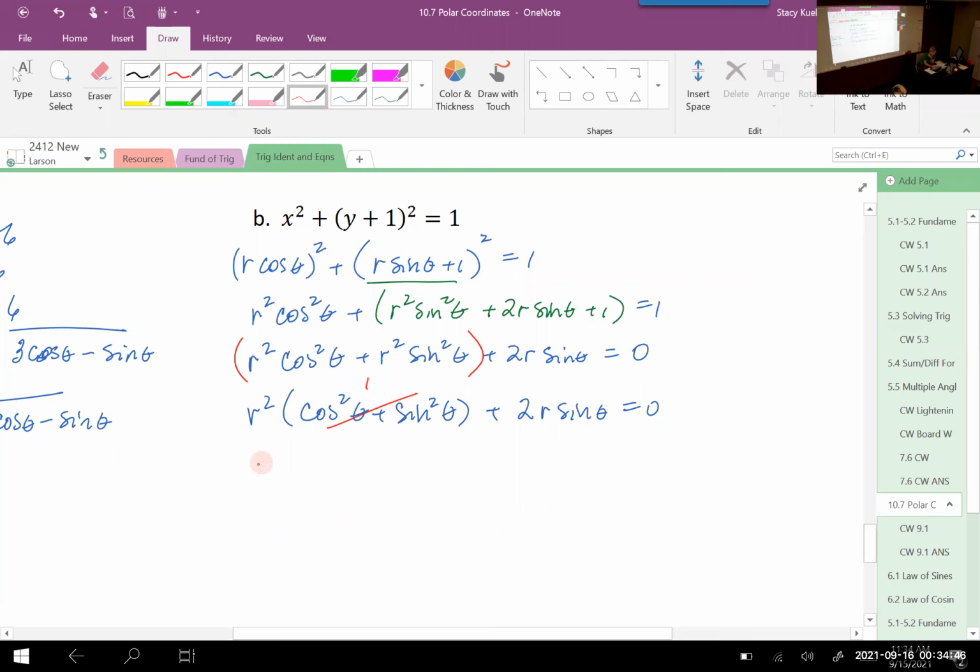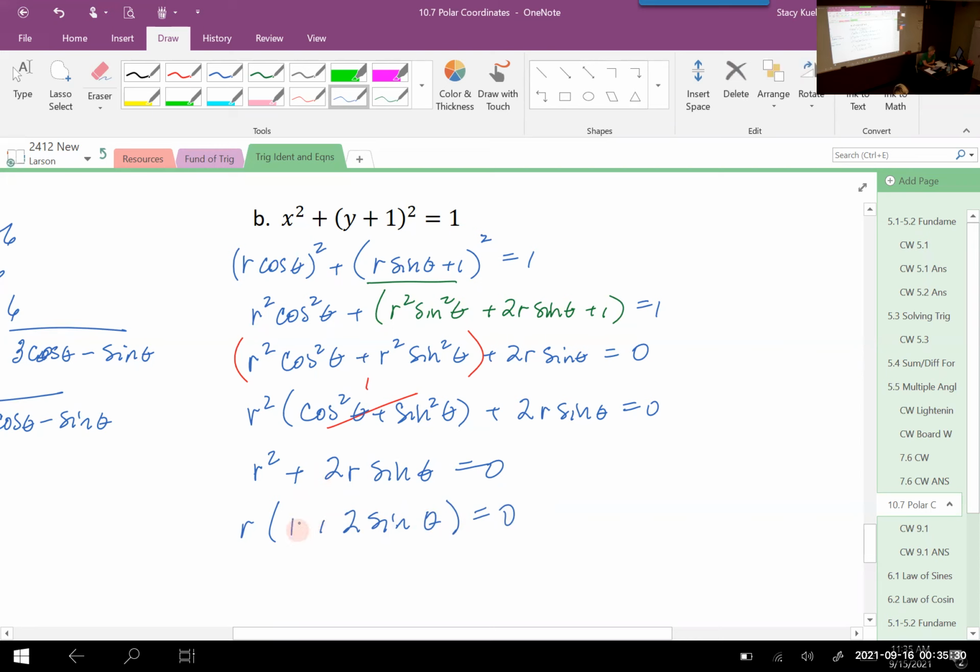Leaving me with r squared plus 2r sine theta is equal to 0. Now here I could, and I guess I could have before too, factor an r out of both of these. Excuse me, I'm left with r times r plus 2 sine theta is equal to 0 when I factor an r out of both of those terms, right?